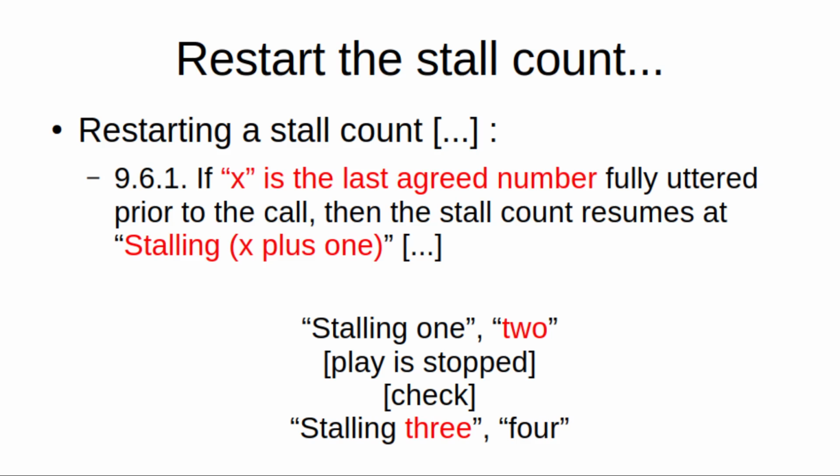Up to now, we've seen rules where it says start at stalling 1 or stalling 8, but sometimes in the rules, it just says restart the stall count. What this means is that you do the check and then say stalling x plus 1, where x was the last number fully uttered before the call. For example, if I said stalling 1, 2, and then there is a stoppage before I can fully utter the next number, then I do the check and say stalling 3, 4, and so on.